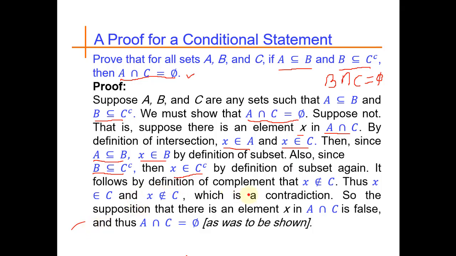Now it follows by the definition of complement that x does not belong to C, since x belongs to the complement of C. x does not belong to C itself. Thus x belongs to C and x does not belong to C. So we can say that here a contradiction arises. The assumption which we have taken is wrong. So the supposition that there is an element in A intersection C is false, and hence A intersection C is equal to phi, as was to be shown.